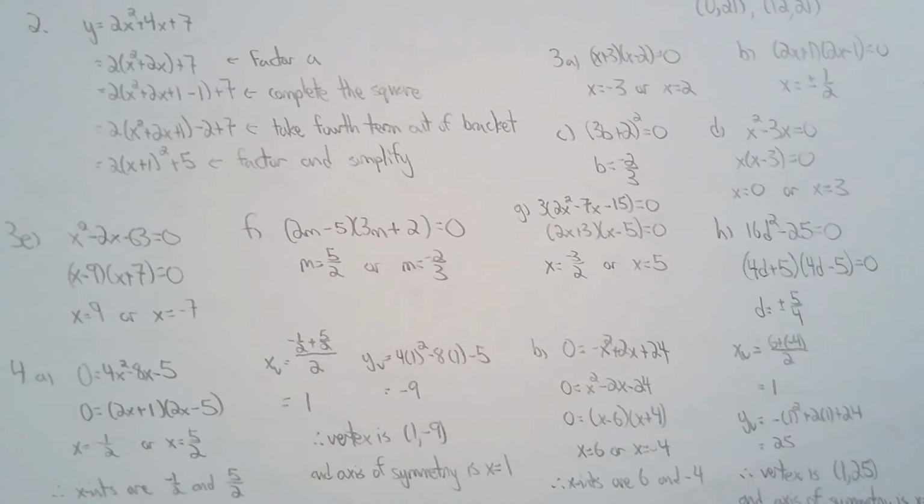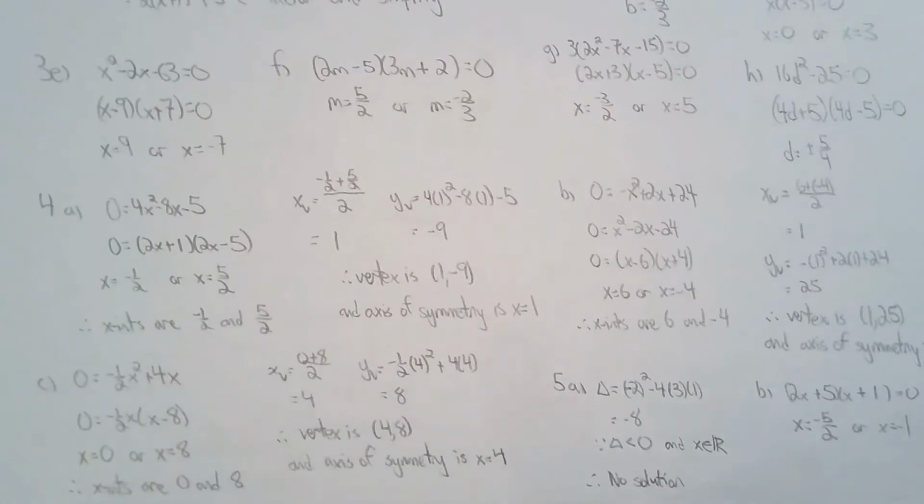Question 4, find the x-intercepts, axis of symmetry, and the vertex. So what I did was I found the x-intercepts and then I averaged, because the x-intercepts are essentially zeros, average of zeros gives me the x-coordinate of the vertex, solve for the y-coordinate of the vertex, and then I can get the axis of symmetry. So that was basically my strategy.